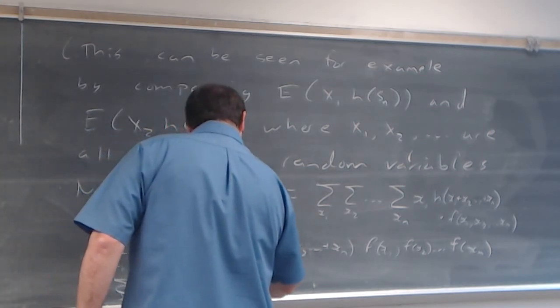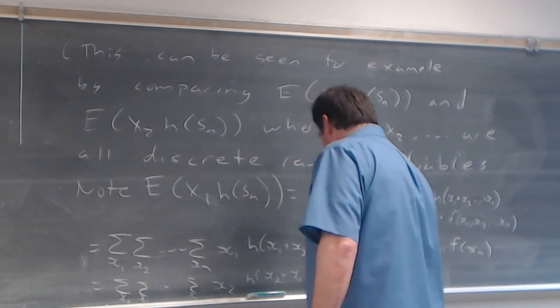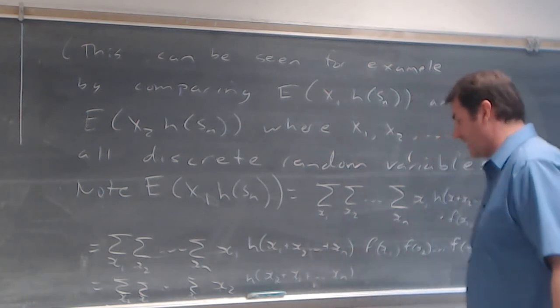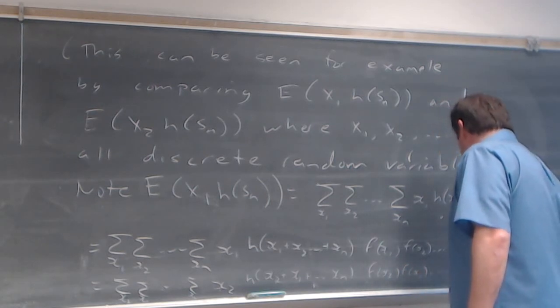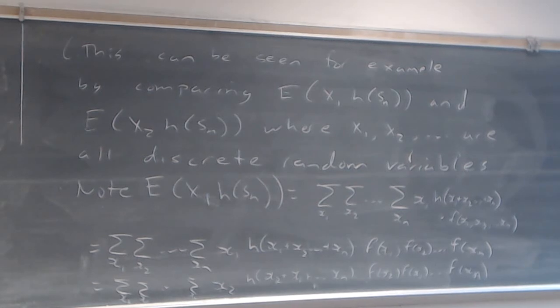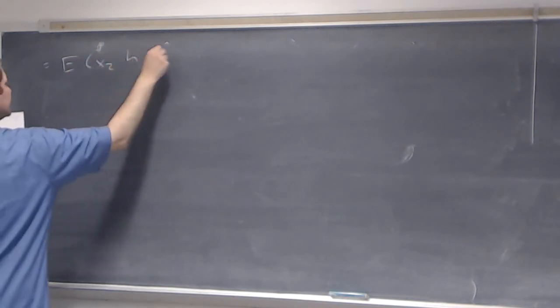And here I'm going to write down X of 2, and then h of X of 2 plus X of 1, and so on. And these are exactly the same quantities, because if you write down h of X of 1 plus X of 2 all the way to X of n, you could switch any two of them and you still get the same thing. Okay? And then here, this will be f of X of 2, f of X of 1, f of X of n. And that can be rewritten as the expected value of X of 2 times h of S of n.